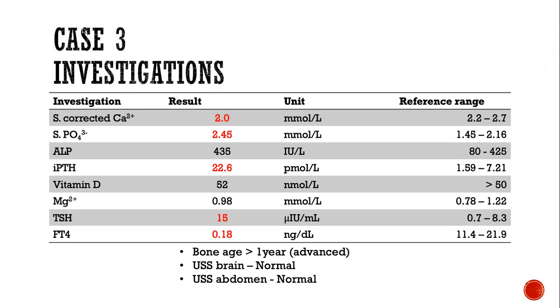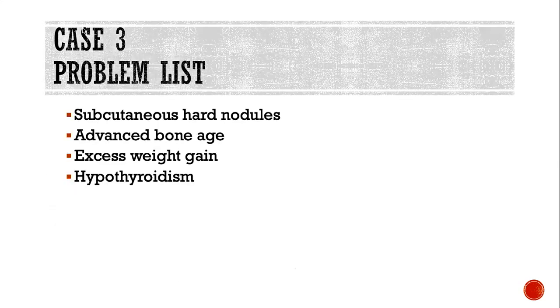On investigating the patient, we found that his serum corrected calcium level was 2 millimoles per liter, which was low, and the phosphate level was high, 2.45 millimoles per liter, and the ALP was only marginally elevated for his age-related reference range, and intact PTH was very high, 22.6 picomoles per liter. Vitamin D was normal, magnesium was normal, and the TSH was elevated with a low free T4 of 0.18. His bone age was advanced, more than 1 year, and ultrasound of the brain and abdomen were normal.